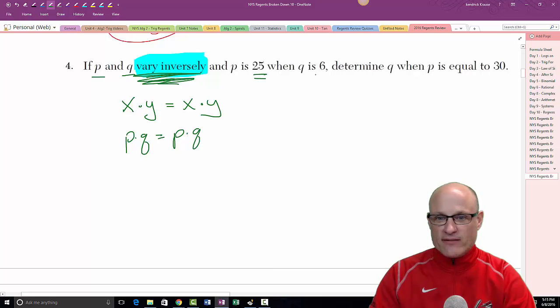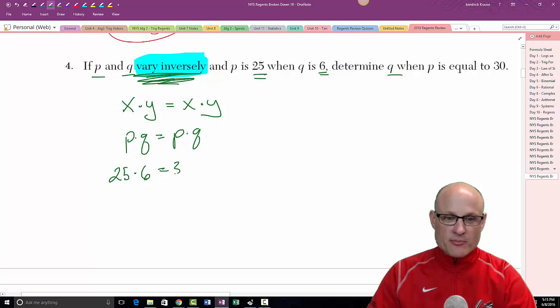Well, what do we got? We got 25 when x is 6. 25 times 6 is equal to, determine q when p is 30. Okay, p is 30 times q. Got to find q. Well, this is 150 equals 30q, so q equals 5.